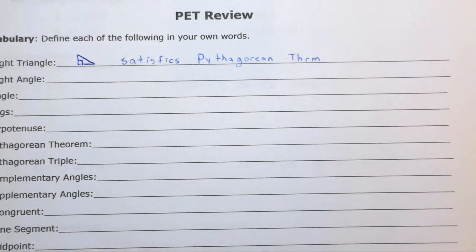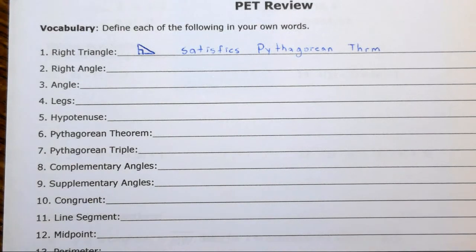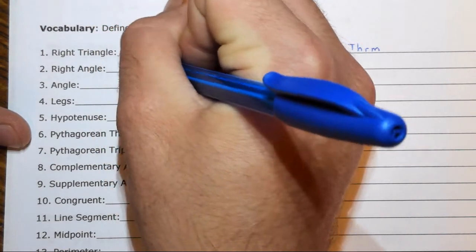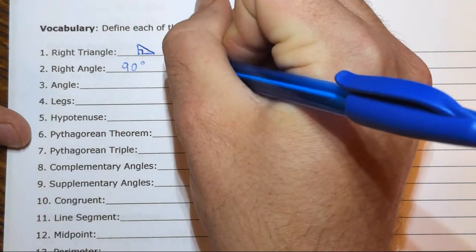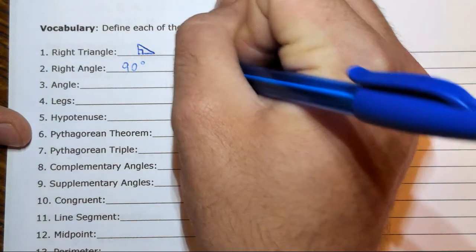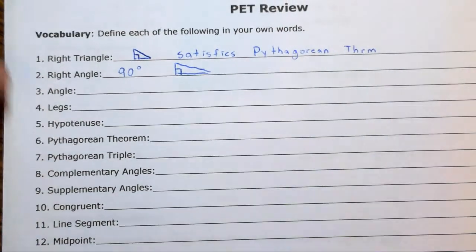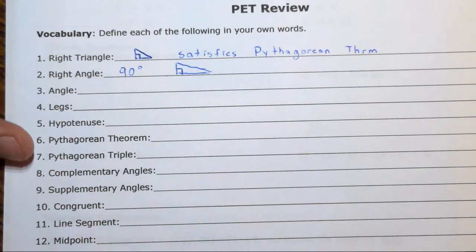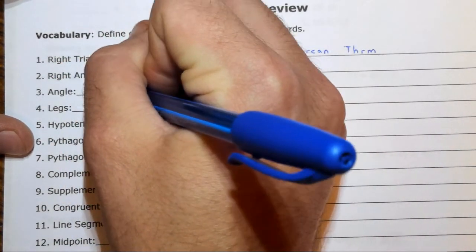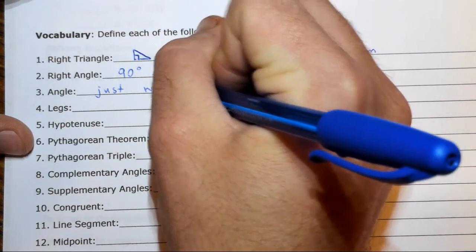I'll zoom in for all you people that can't see. Me, I can't see Mr. Veenstra's handwriting. Shut it. A right angle is 90 degrees. And remember, a right angle is marked just like I marked it in that triangle up there, with that little square. The right angle is 90 degrees, or it's that little square right there. Angle. Well, an angle is just where two segments meet.